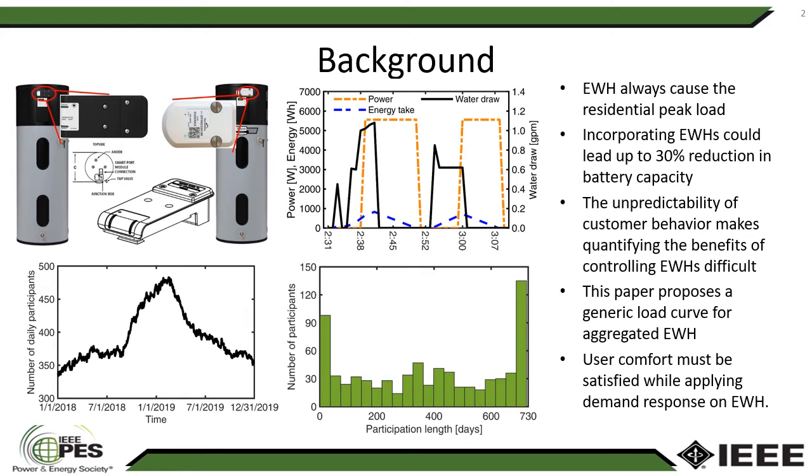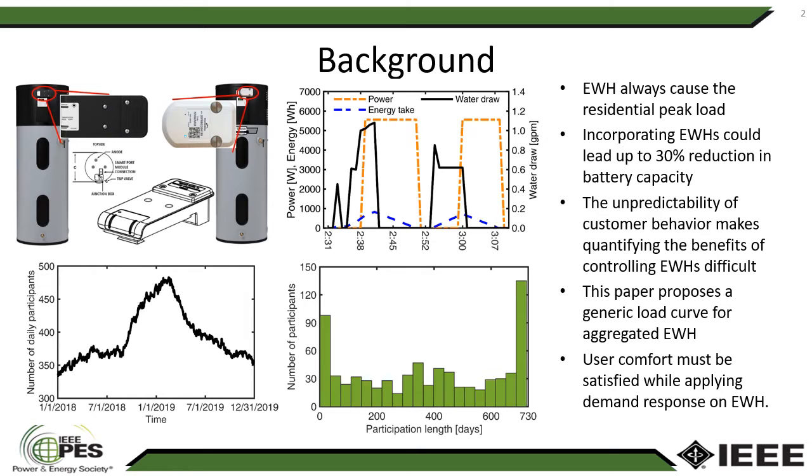The electric water heater always causes the residential peak load, as its resistive element has a rated power of 4 to 5 kW. Incorporating the electric water heater in demand response could lead to up to 30% reduction in the battery energy capacity for the home energy management system.